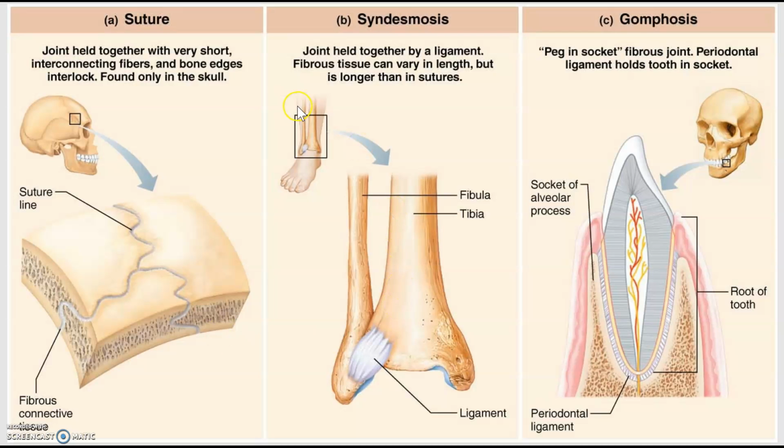Okay, then you have your syndesmosis. This is where the joint is held together by a ligament. Remember, a ligament is dense, regular connective tissue, joins two bones together. The tissue can vary in length. It's longer than in your sutures. And then you have your gomphosis. This is a peg and socket joint. It's only found in your teeth. This is where you have that periodontal ligament that holds your tooth in those alveolar processes, in those sockets.